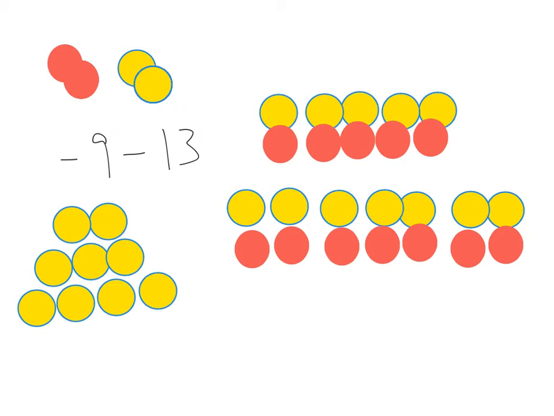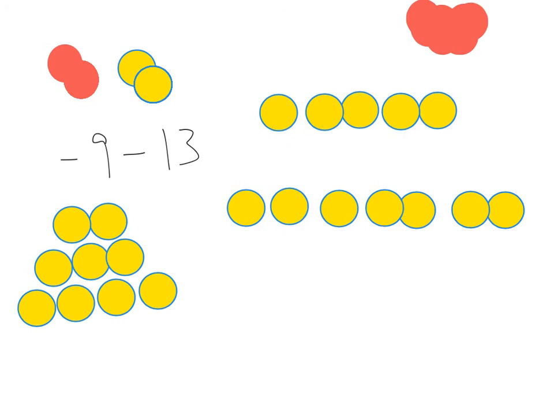And let's see what happens. So I've piled up my 13 positives right here. I removed them from my piles of chips here. Now, what do we have left? Well, we have our original 9, 10, 11, 12, 13, 14, 15, 16, 17, 18, 19, 20, 21 yellow chips. So our sum, or our difference, is negative 21.